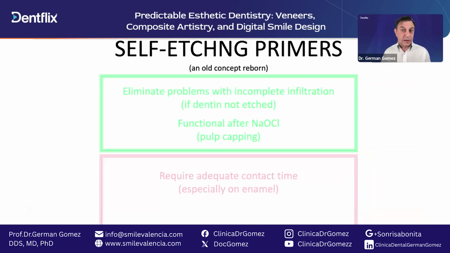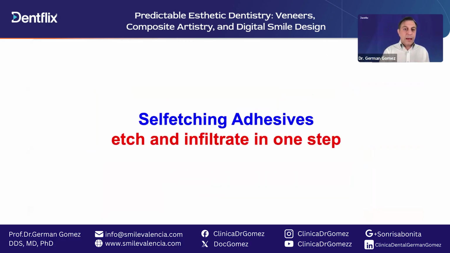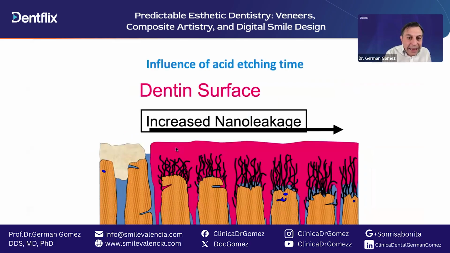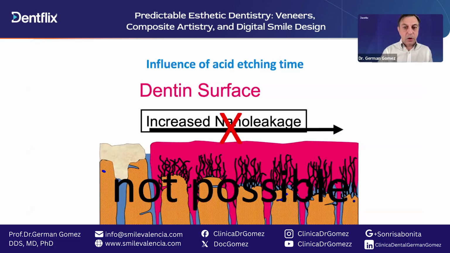Well, self-etching adhesives eliminate the problem of incomplete infiltration. Self-etching primers etch and penetrate at the same time, okay? So, etch and infiltrate in one step. What does that mean? While they get into the dentin, they are etching the dentin and getting the monomers right away there. There is no possibility of nano leakage. Not possible.